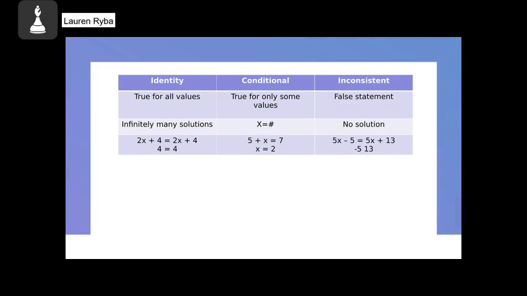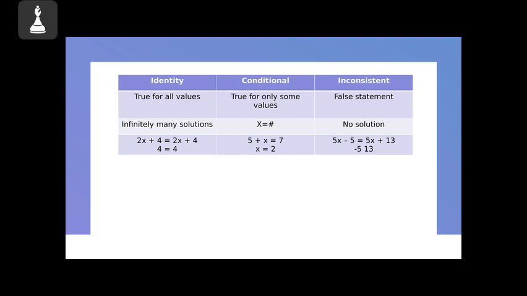Before we can actually solve equations, we have to talk about the different types of solutions that we can get. The first type is called an identity, which is going to be true for any value that you plug in. The only way that this is going to hold true is if what is on the left-hand side of the equation is going to equal what is on the right-hand side of the equation.